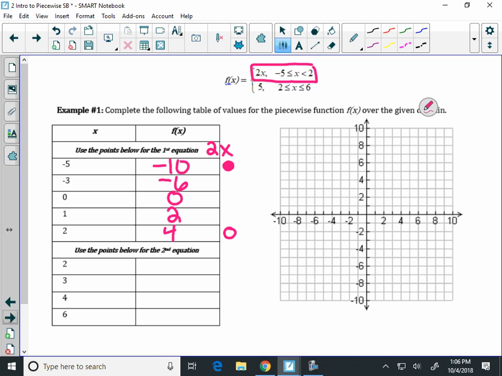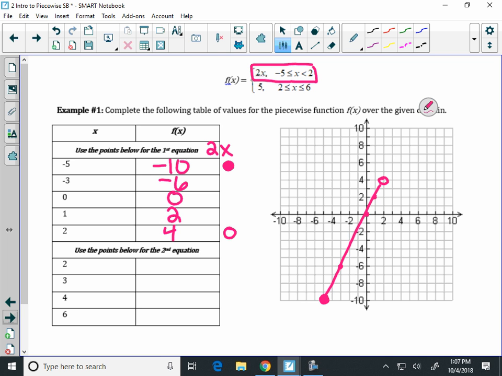Well, let's plot those points. Let's make sure, though, that when I plot negative 5, negative 10, I put a nice closed dot. Negative 3, negative 6 gets a point. 0, 0, 1, 2, and 2, 4, make sure you have an open dot. Then you can connect them. And I didn't offer you rulers. Is anyone really particular and want a ruler? Does it matter? No. Alright. I don't care if you're not perfectly sure. Alright, so that's the first piece of your piecewise graph.